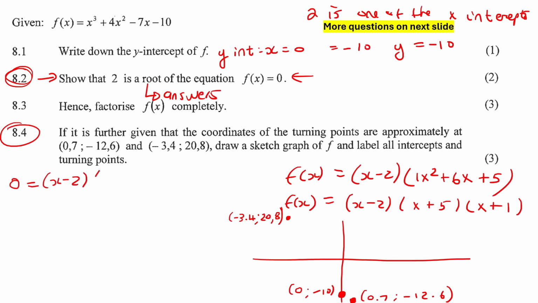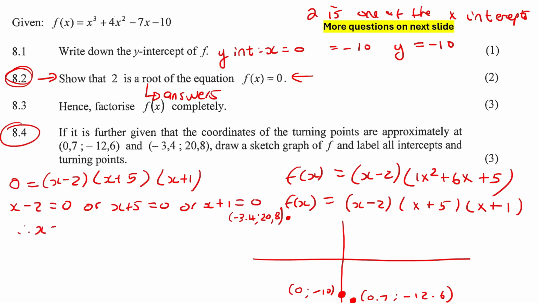We end up with (x minus 2)(x plus 5)(x plus 1), and then you would just say that x minus 2 equals 0, or x plus 5 equals 0, or x plus 1 equals 0. And so therefore x would be 2, which we already knew from there. x would be minus 5, or x would be minus 1. So those are your three x-intercepts.